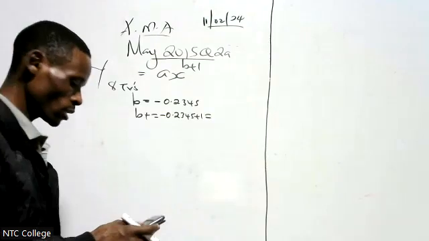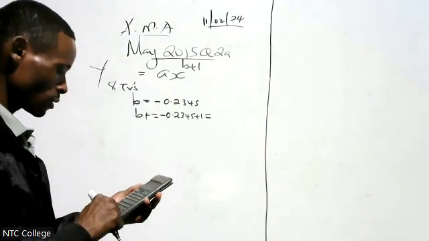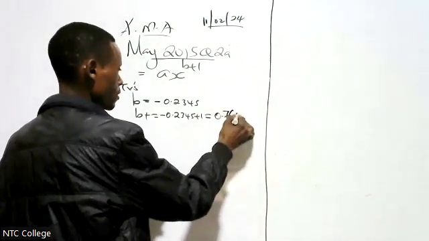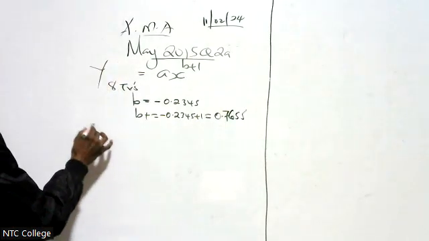So B plus 1 there, giving us negative 0.2345 plus 1, 0.7655, like that.